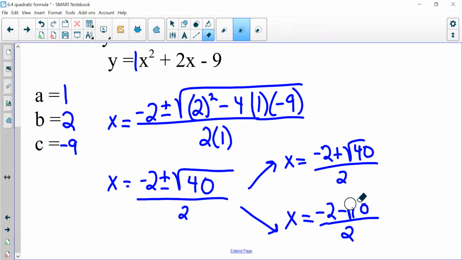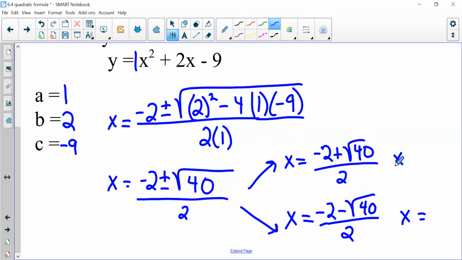On your calculator, you're going to do 2 calculations. If you have a calculator like mine, you're going to do the negative 2 plus square root of 40 over 2 with the fraction button. Once you hit equals, go back with the left arrow button and just change the plus to the minus, and then hit equals again. Some of you have to redo the whole thing depending on what kind of calculator you have.